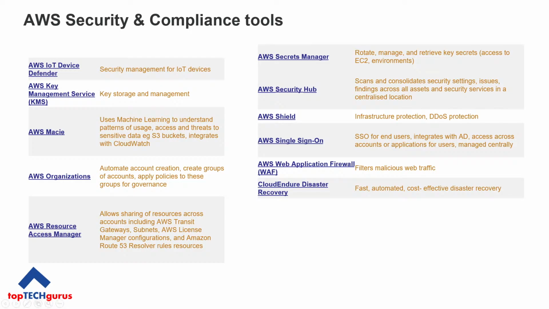AWS Security Hub is a tool where you can scan and check all your security settings across all the AWS tools that you have, whether it's a serverless tool, the internet gateway, or your EC2 instances. Everything, you can look at together in one place in Security Hub. If you're a security expert and you want to come and audit, this is the place the auditor would go into.